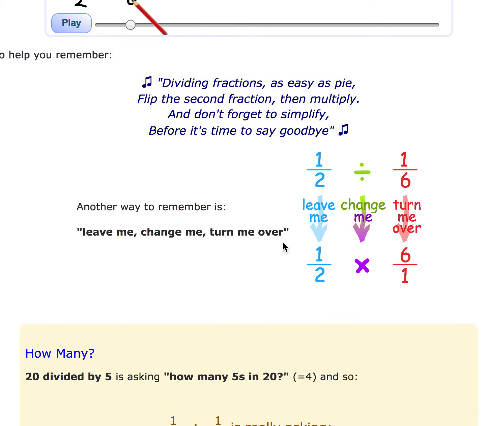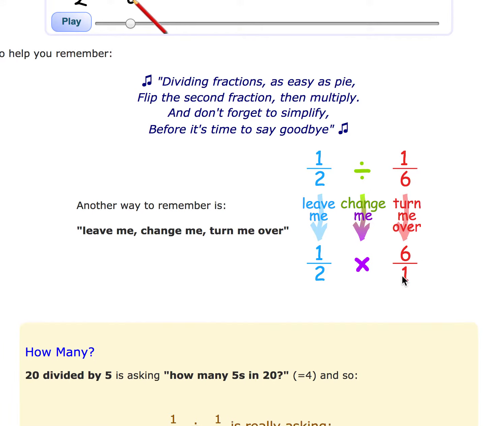Here's a rhyme, by the way. Leave me, change me, turn me over. Leave the first fraction alone. Change the division into a multiplication and flip the last fraction over.